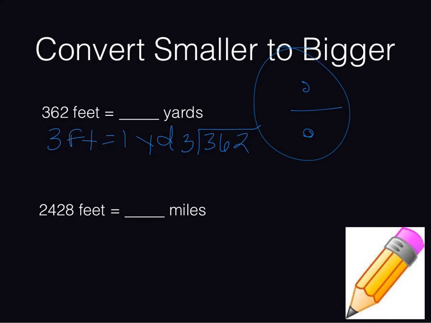I'm going to use long division here to figure this out. 3 goes into 3 one time, subtract, and I get 0. Bring down the 6. 3 goes into 6 two times. 2 times 3 is 6. Then I bring down the 2. 3 cannot go into 2, so I put a 0 here to show that it cannot go into 2. So I'd have 120 yards, remainder 2.